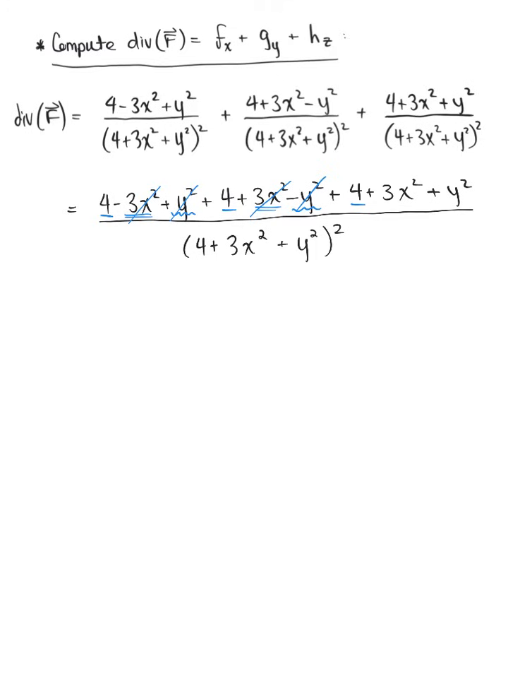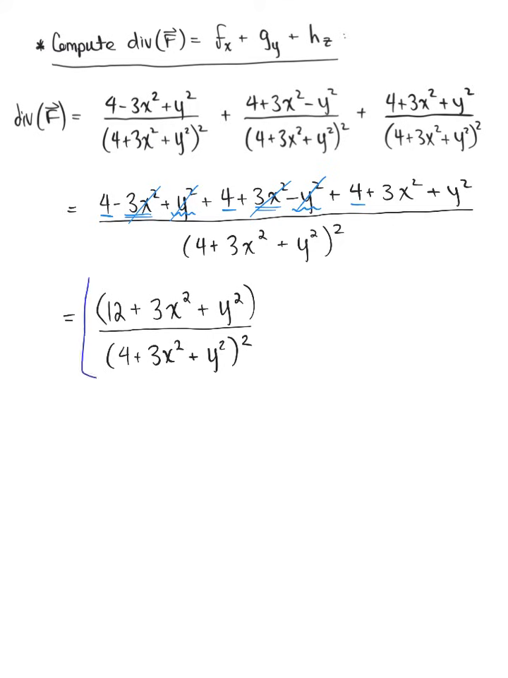And so our final answer here is going to be, we have 4 plus 4 plus 4, which is 12, plus 3x squared plus y squared, and this is all divided by 4 plus 3x squared plus y squared, squared. And so this is our beautiful final answer here for the divergence of the vector field.